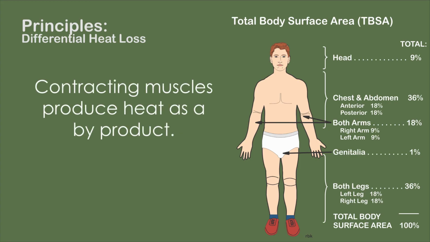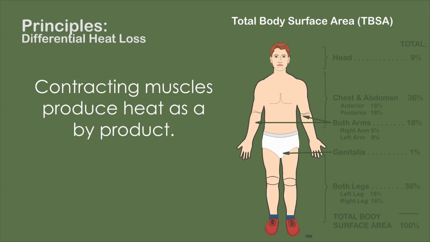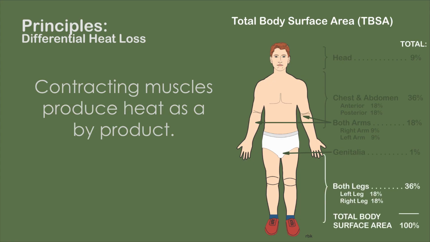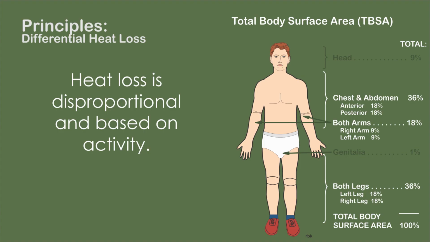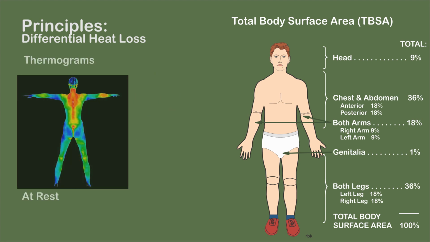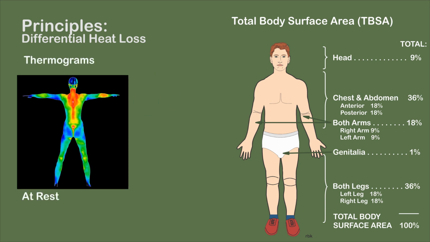Borrowing from the burn literature, the rule of nines can be used to show heat losses. The legs comprise 36%, which is the same area as the chest and abdomen. The arms are half that much. In contrast, the head comprises only 9% of the body's total surface area. Heat is lost disproportionately in the body.